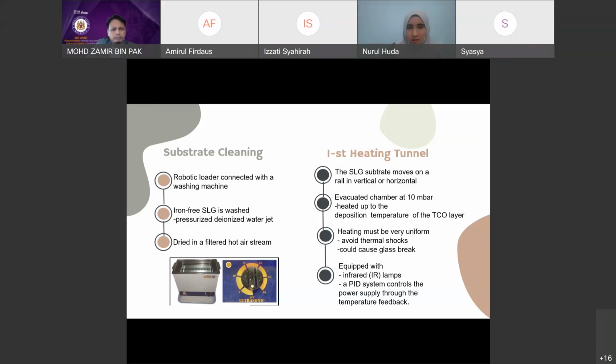Okay, next, the heating must be very uniform to avoid thermal shocks, which could cause the glass to break. Okay, the heating tunnel is equipped with infrared IR lamps, and a PID system controls the power supply through the temperature feedback. Next.